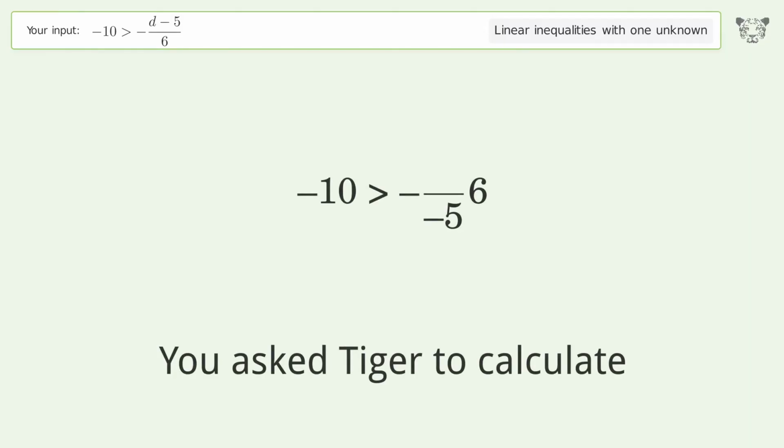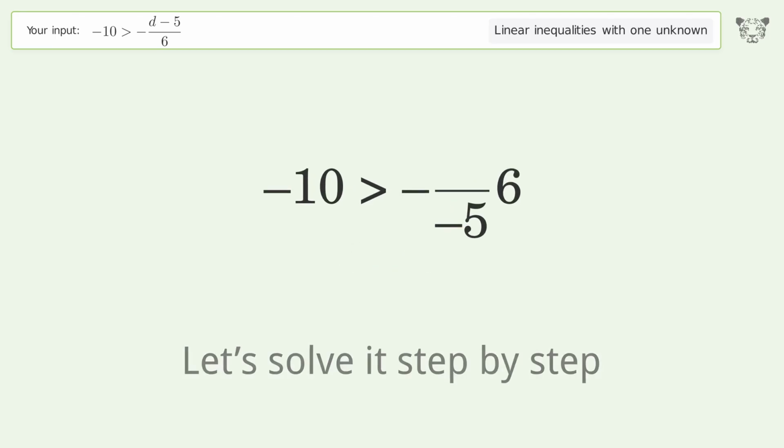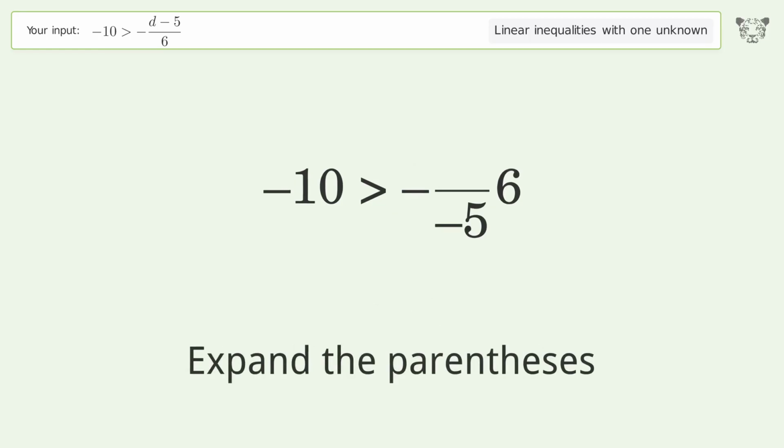You ask Tiger to calculate. This deals with linear inequalities with one unknown. The final result is d greater than 65. Let's solve it step by step. Simplify the expression. Expand the parentheses.